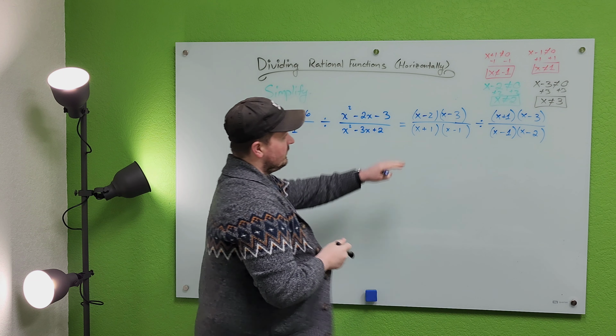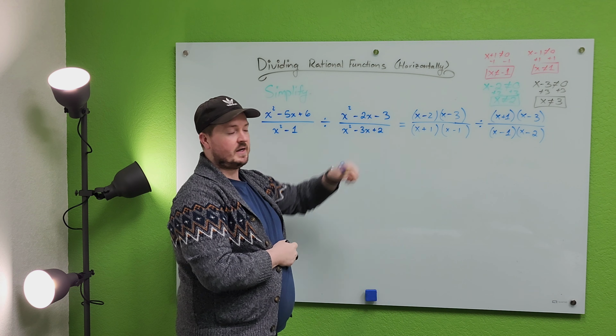So these 4 x values are restricted from our domain. Those are not in the domain of the function. In other words, of all the x values that we might plug into this function, we're allowed to plug in any x value as long as it's not -1, +1, +2, or +3. So now that we're aware of that, we can just move forward in simplifying this.